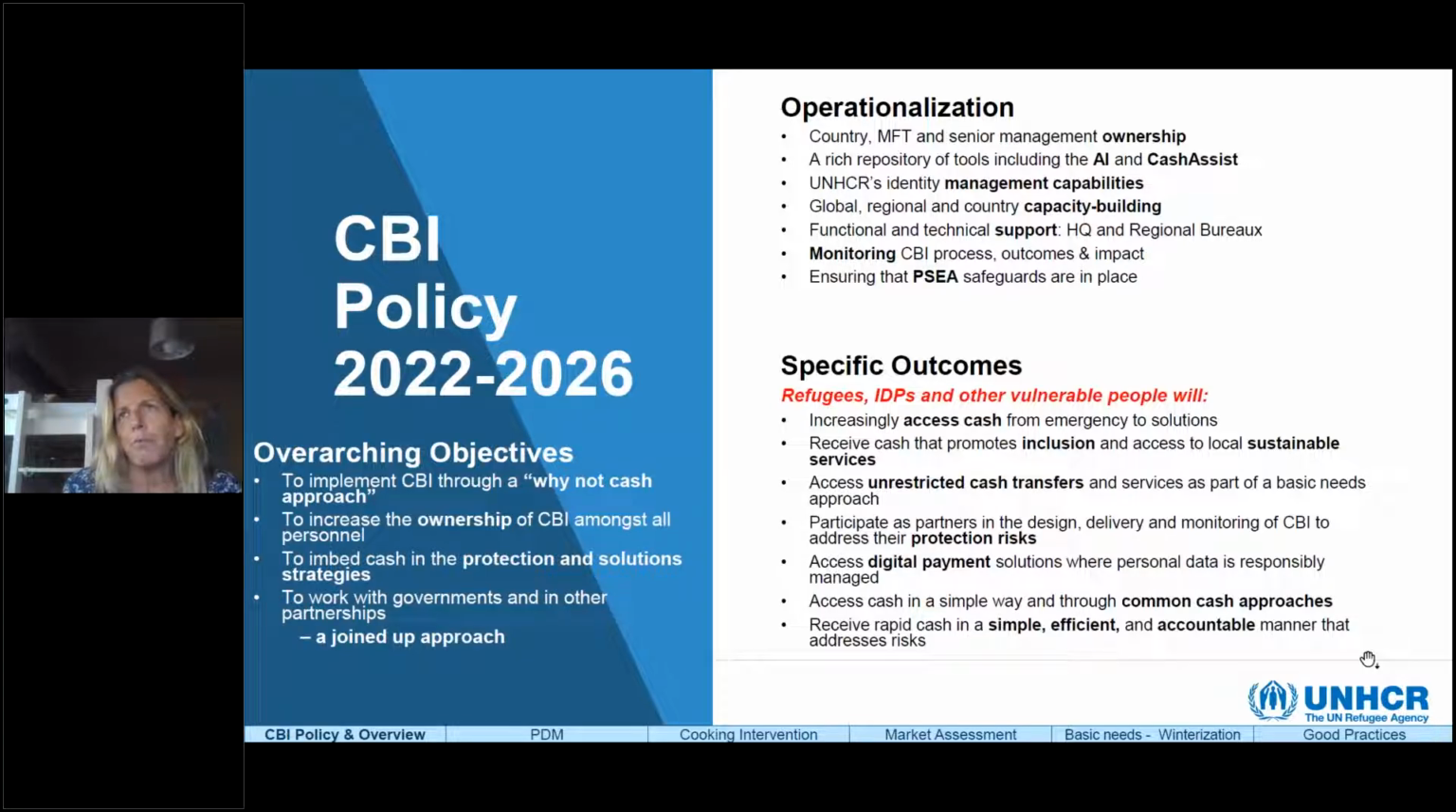Another strong policy direction is, of course, that cash is a tool for protection, and protection has been talked about already in terms of the cooking and access to cooking, but it's so much more as well for us, of course, protection, but also inclusions.